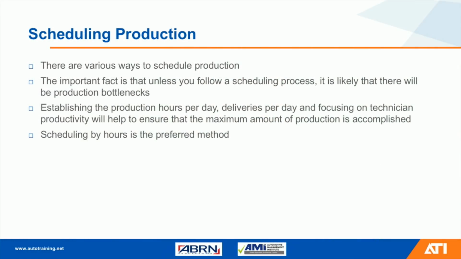There are various ways to schedule production, and it's important for us to understand that in the scheduling process there could potentially be production bottlenecks, and I'm going to talk about several different ways we look at those. But what I don't want to do is overschedule. That usually becomes a CSI issue for us. So if we overschedule, what does that mean?